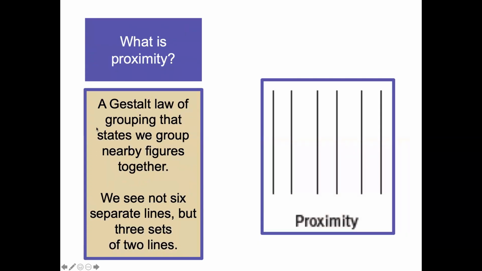So one of the grouping principles is proximity. It's a Gestalt law of grouping that states we group nearby figures together. So when we look at this picture to the right, we don't see 6 separate lines, but we see 3 sets of 2 lines, right? We see 3 groups. And really, there are 6 lines there, but our brain automatically goes to seeing 3 groups.